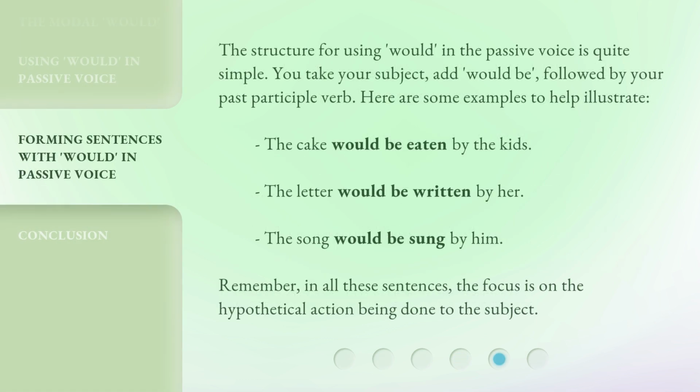The structure for using would in the passive voice is quite simple. You take your subject, add would be, followed by your past participle verb. Here are some examples to help illustrate. The cake would be eaten by the kids. The letter would be written by her. The song would be sung by him. Remember, in all these sentences, the focus is on the hypothetical action being done to the subject.